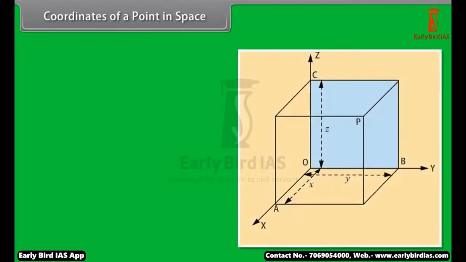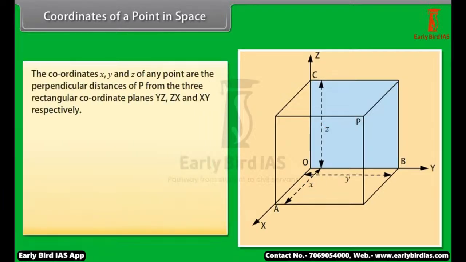Again, if we complete a rectangular parallelepiped through P with its three edges OA, OB, and OC, meeting each other at O and OP as its main diagonal, then the lengths OA, OB, OC, that is, X, Y, Z, are called the coordinates of the point P. The coordinates X, Y, and Z of any point are the perpendicular distances of P from the three rectangular coordinate planes YZ, ZX, and XY respectively.